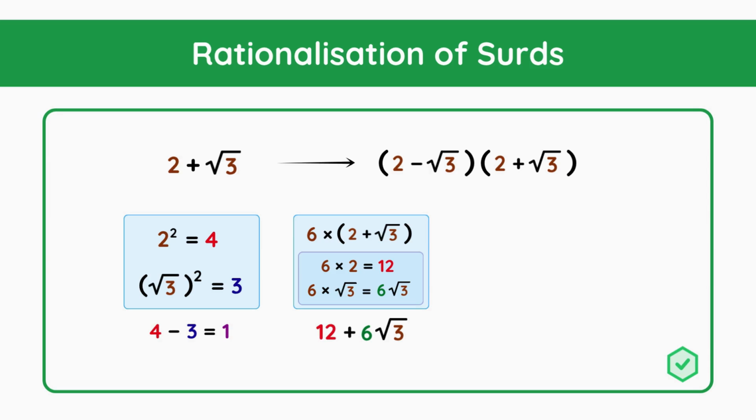Putting the top and bottom back together, we get 12 plus 6 square root of 3 over 1, which simplifies to 12 plus 6 square root of 3.